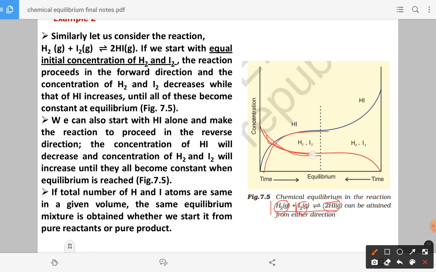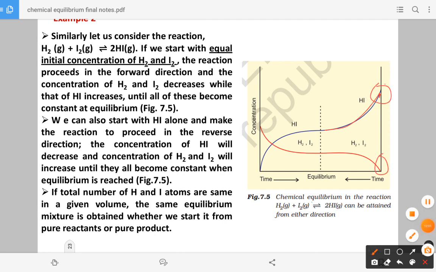Here, we don't have the equilibrium. Why? Because here the reactant is totally consumed. These are our reactants, this is my product. Here reactants are totally consumed. Now if you go for the blue line, this is my product. The product concentration is slowly increasing, and after that it reached the maximum. So this line indicates the maximum. So here also we don't have the equilibrium.